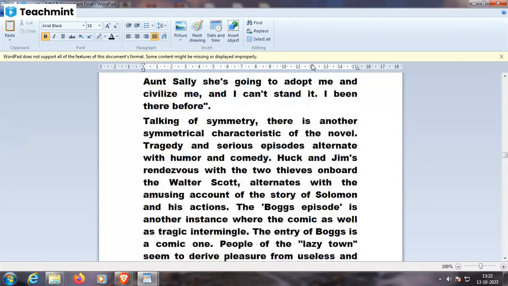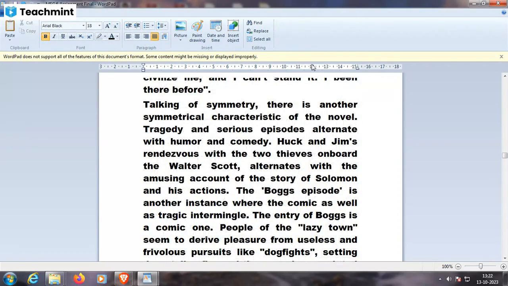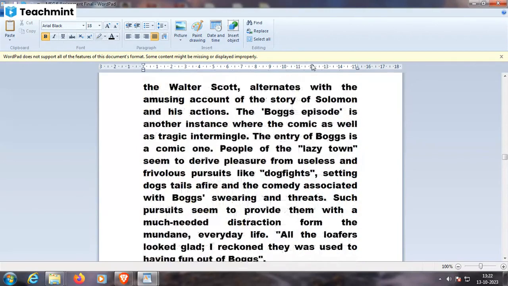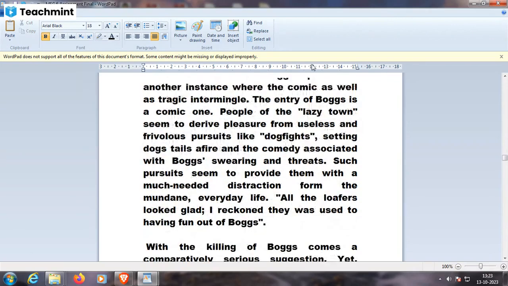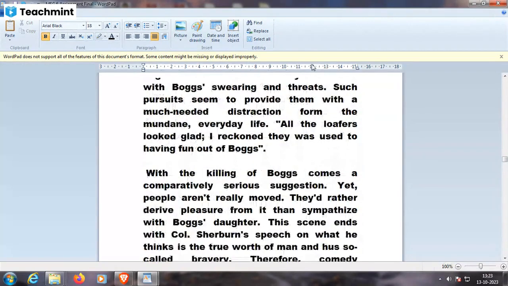The entry of Boggs is a comic one. People of the lazy town seem to derive pleasure from useless and frivolous pursuits like dog fights, setting dogs' tails afire, and the comedy associated with Boggs' swearing and threats. Such pursuits seem to provide them with a much needed distraction from the mundane, everyday life. "All the loafers looked glad. I reckon they were used to having fun out of Boggs."